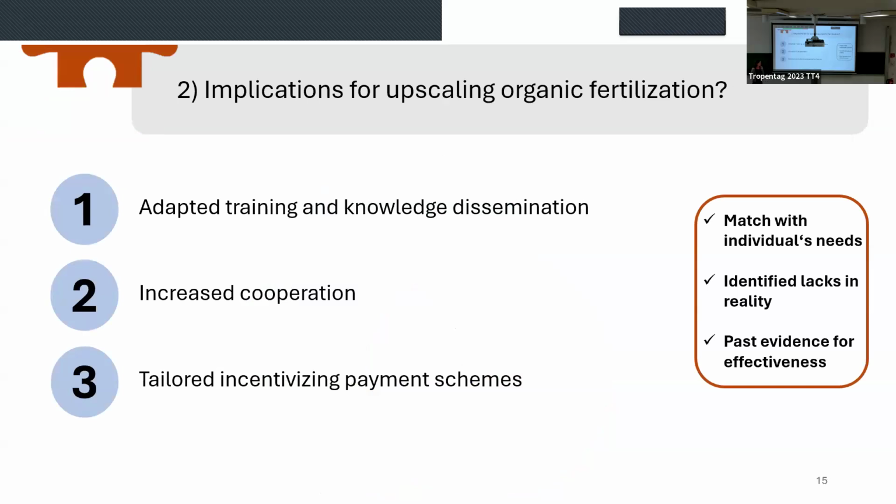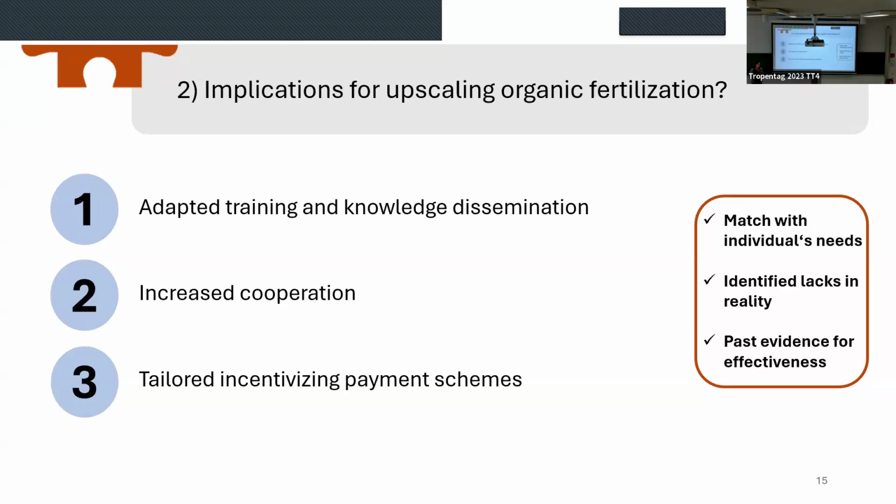I was also able to identify 3 major areas of action that could basically tackle the constraints I found in this study. And they are adapted training and knowledge dissemination, increased cooperation, and tailored incentivizing payment schemes. And yeah, probably for those of you who are familiar with the topic, that still sounds a bit broad. So what was interesting in my study was that I actually know the specific individual needs, so I could adapt these areas of action even to those needs to make them more expedient in the end.